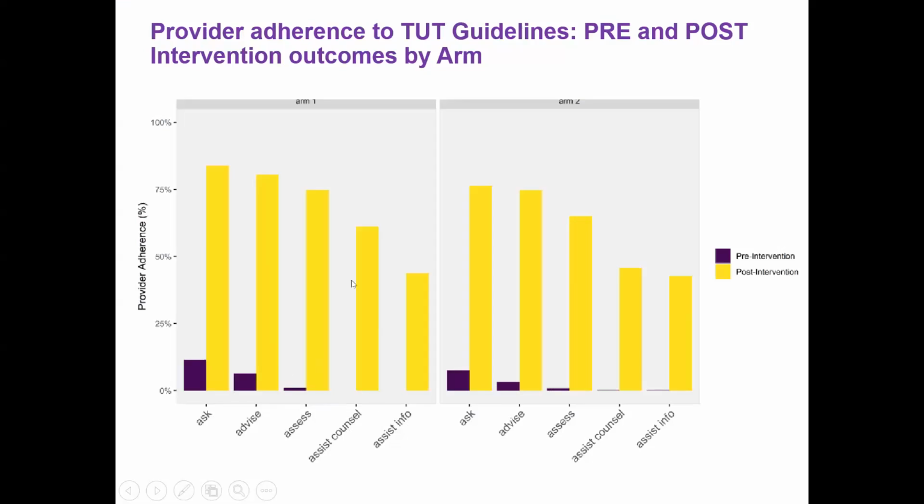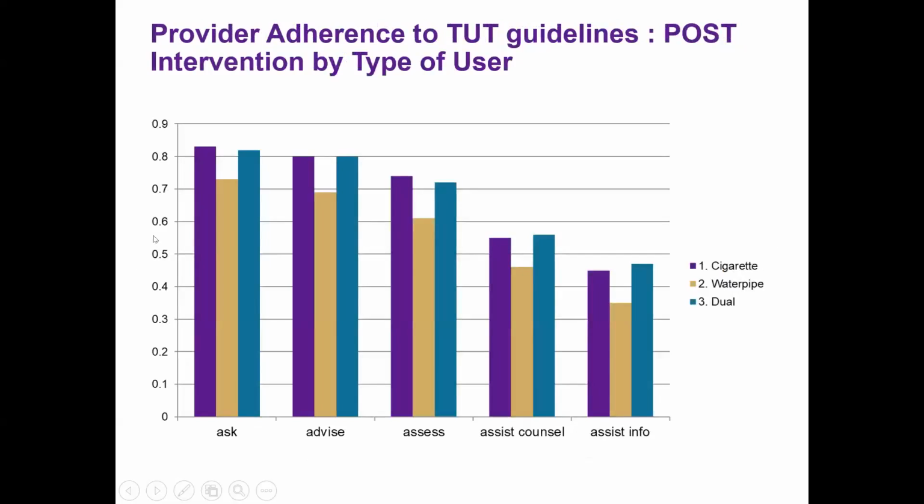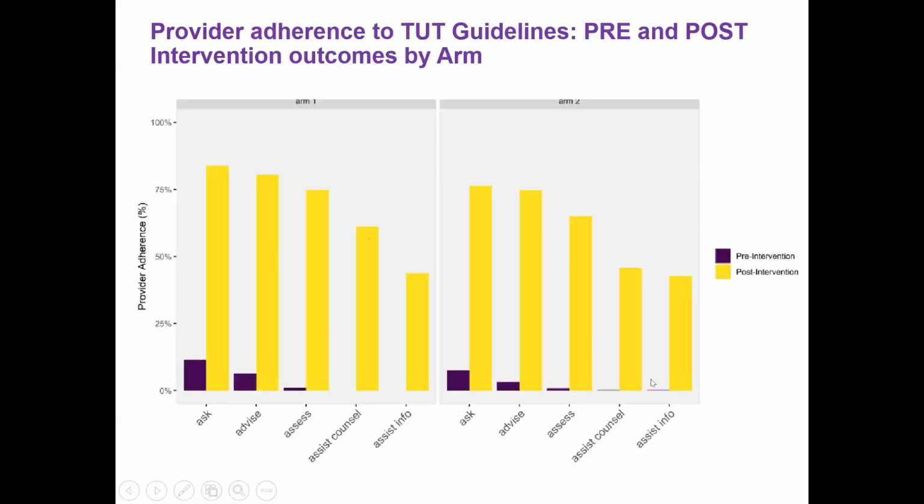But what's interesting to me is look at this, the assist counseling was higher than in the ARM 2. And I think we saw this as maybe one of our studies, because my theory about it, and it wasn't significant, but it was a lot higher.